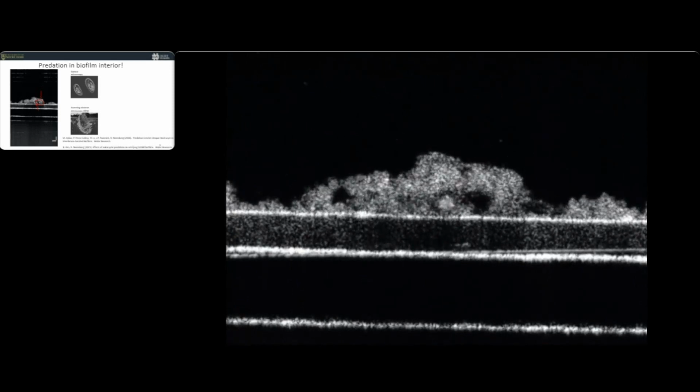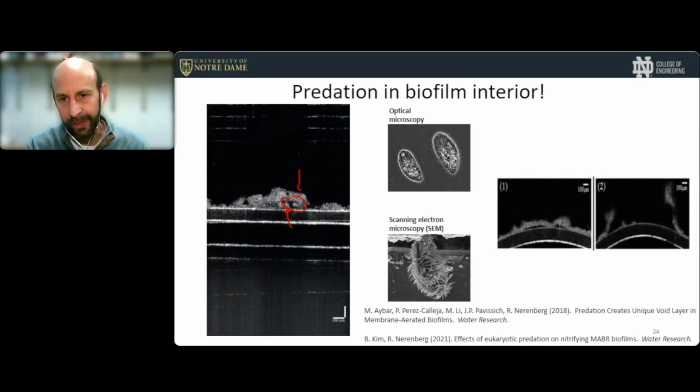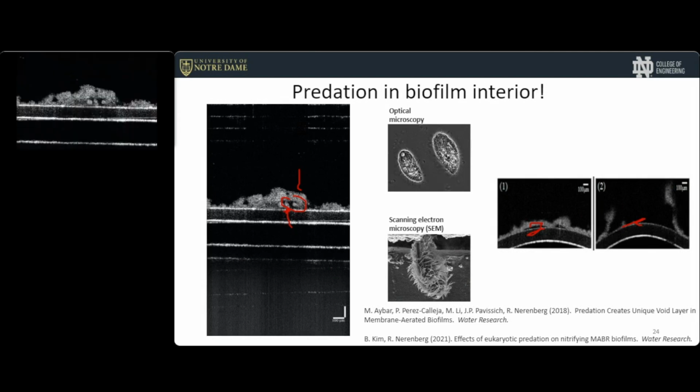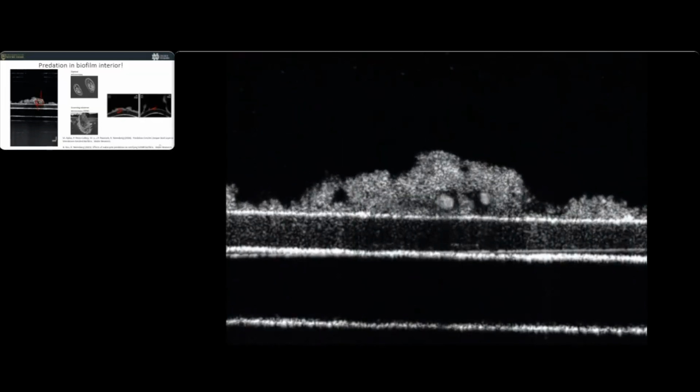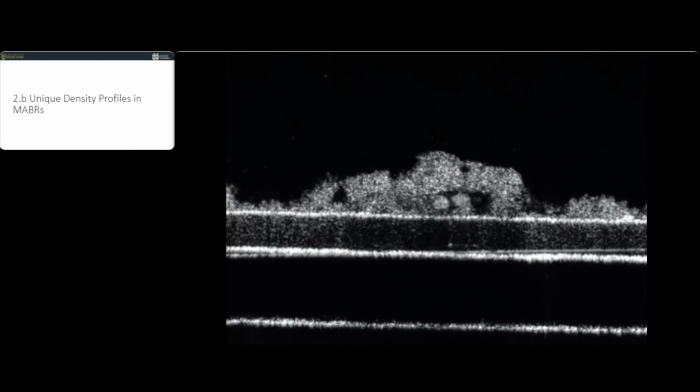And we found that this had implications for the biofilm development and detachment. Because of these voids, the biofilm detached more easily, as you can see here. We also found that it impacted the microbial community structure of the biofilm, but I'm not going to talk about that here. So let's move on to a different topic. I'd like to talk about some unique density profiles that we found in these membrane aerated biofilms.